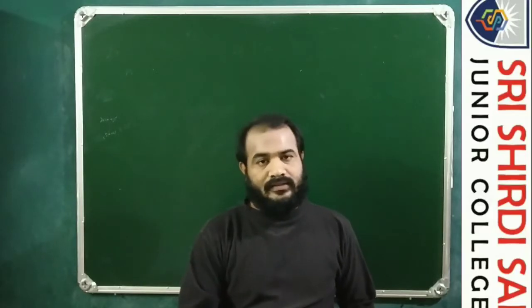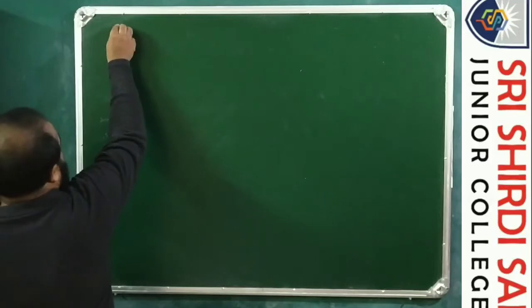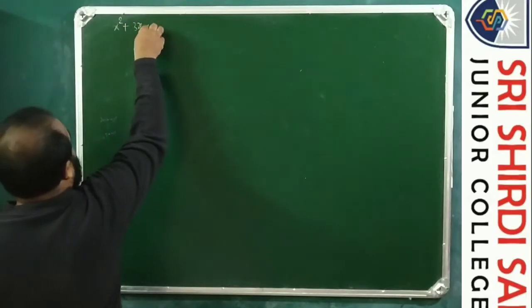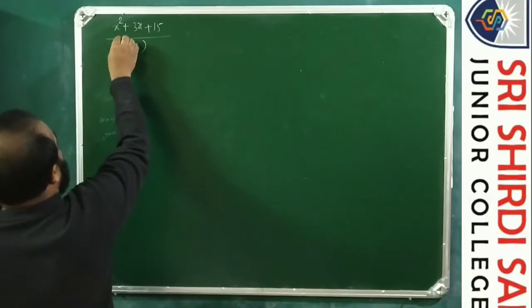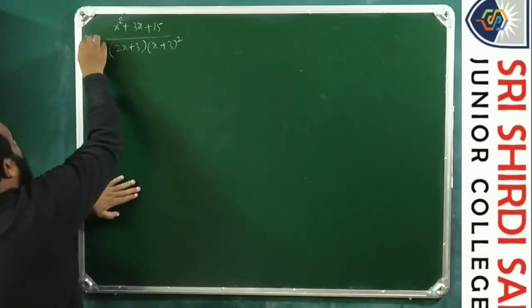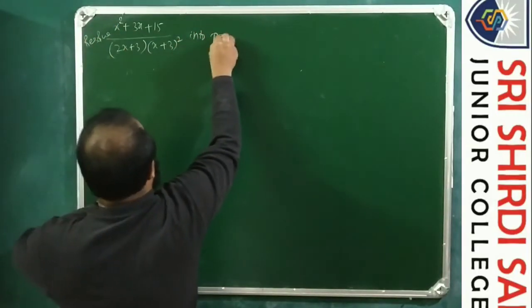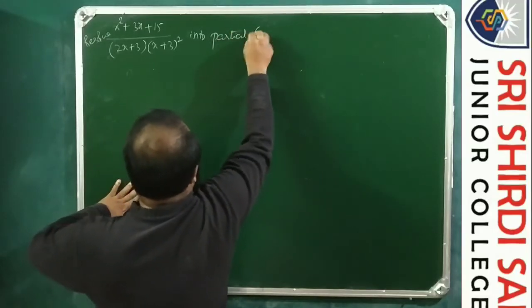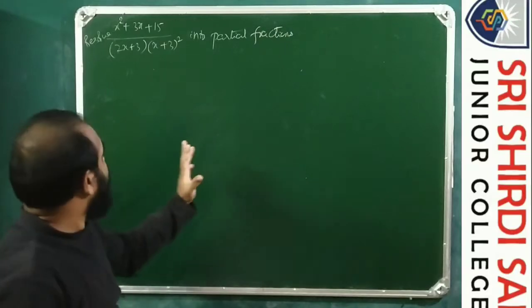Good morning students. In the previous classes we have started to solve the examples. So the next example we have is (x square plus 3x plus 15) by (2x plus 3) into (x plus 3) whole square. So resolve this into partial fractions. This is the question given.